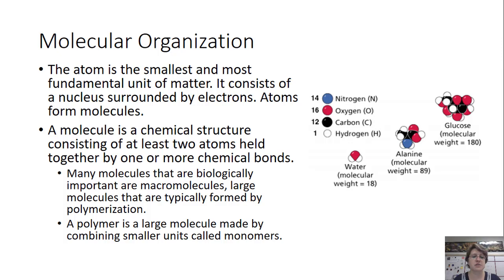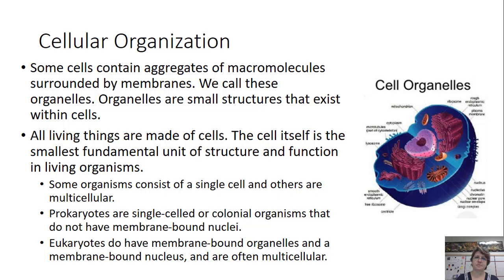There are tons of molecules that are biologically important. The most important are macromolecules, the big four that we talked about in introductory bio, which are your lipids, which are fats, your carbohydrates, your proteins, and your nucleic acids. Those are your macromolecules and can also be called polymers because they're made of smaller units called monomers.